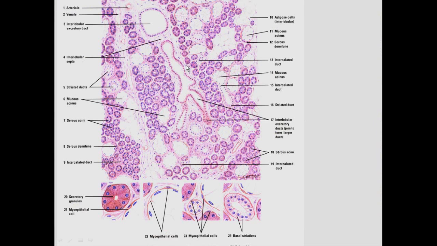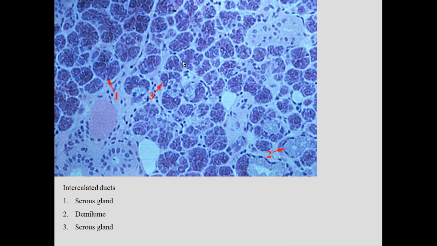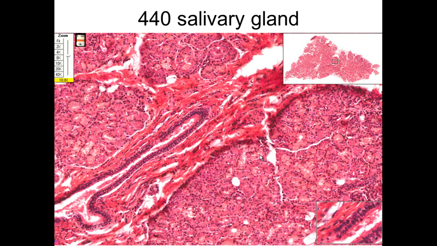Again, the hierarchy of ducts starts with simple columnar, simple cuboidal, and then stratified cuboidal cells. So here we see a duct. We have serous and mucus type secretions, and if you have those two together, we call that a demilune. So this is a serous demilune right in through there. In either case, you would have myoepithelium surrounding the cells.